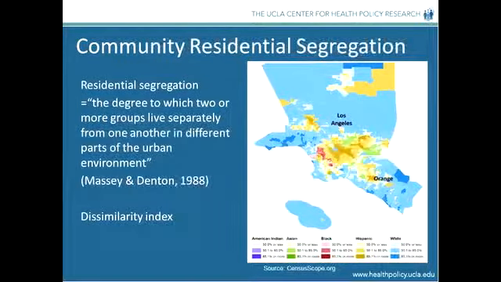A common measure of residential segregation is something called the dissimilarity index, proposed by Massey and Denton. It's the degree to which two or more groups live separately from one another in different parts of an urban environment. This is usually measured at the city level, possibly at the county level, and it would be showing how a group would have to move to have an even distribution. So the higher the index, the more segregated a community is. And one note is that this measure is only good for two group comparisons, not for multiple group comparisons. So you could look at whites versus blacks, Latinos versus non-Latinos, but you wouldn't be able to look at, for example, Latinos and Asians and whites in such a measure.